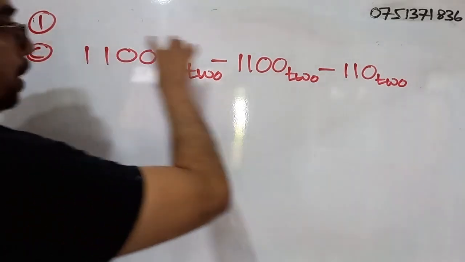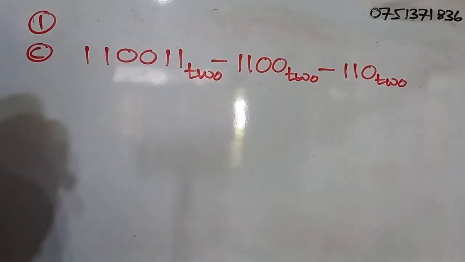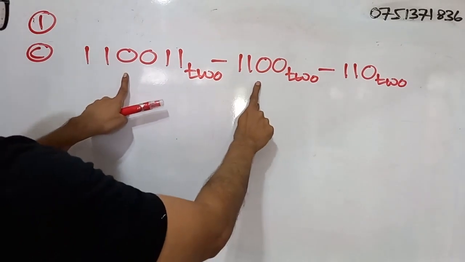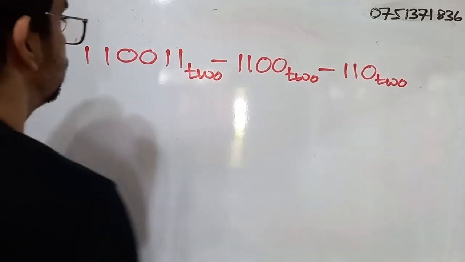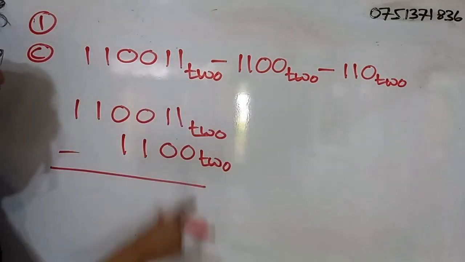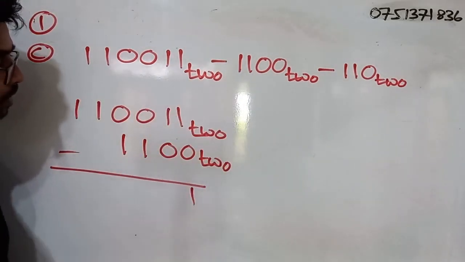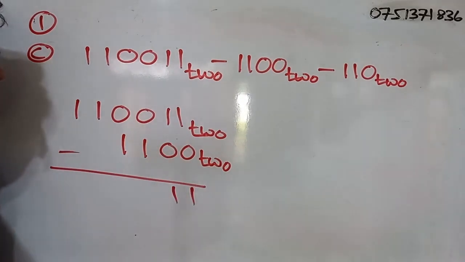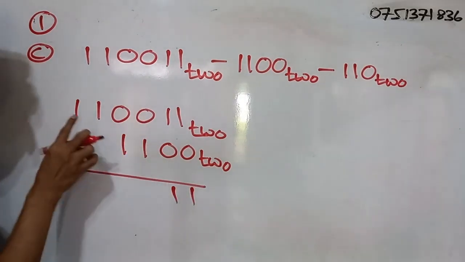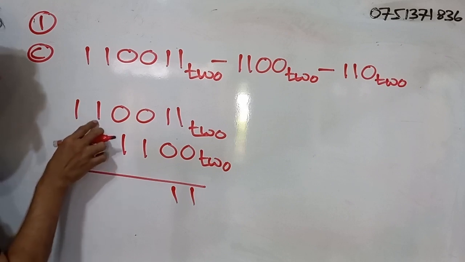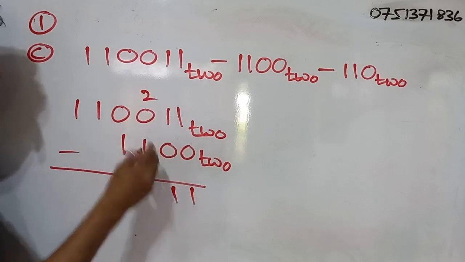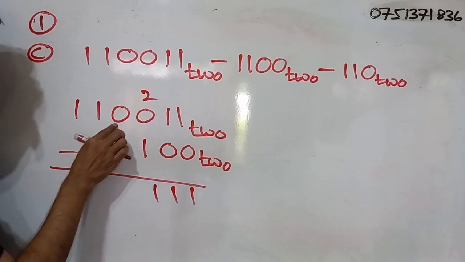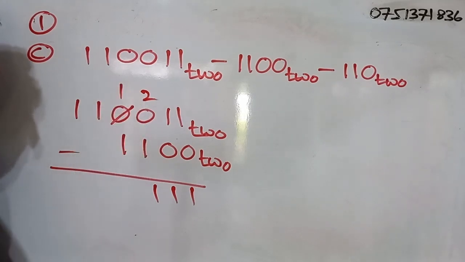Okay, so we have been given this expression to simplify. So first of all, we will calculate what's the difference of these two numbers, right? So 1 minus 0, that's a 1. 1 minus 0, that's a 1. 0 minus 1 we can't do. So we have to borrow a 1. So we will borrow that 1 from this 1. Then this digit becomes a 2. 2 minus 1, that's a 1. So here this digit becomes what? A 1.